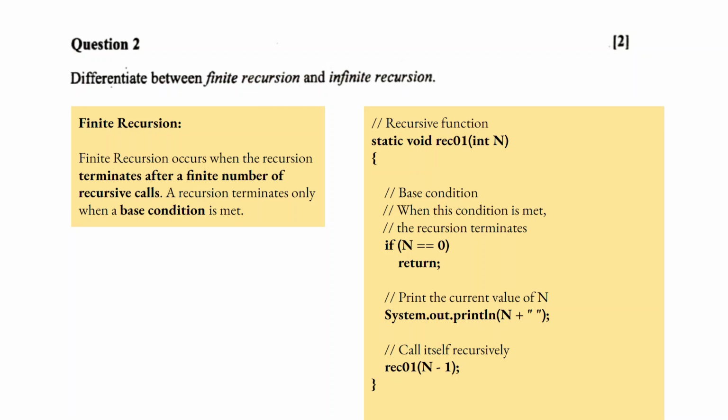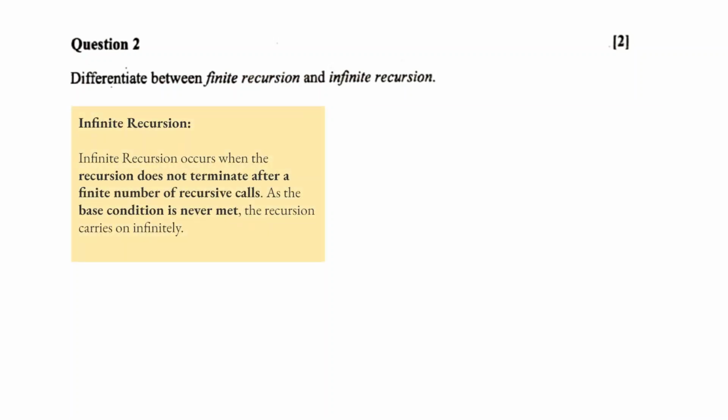And similarly, you can define the infinite recursion. Infinite, you understand? If the recursive call will never end. So it occurs when the recursion does not terminate after a finite number of recursive calls, because the situation happens only if the base condition is never met.